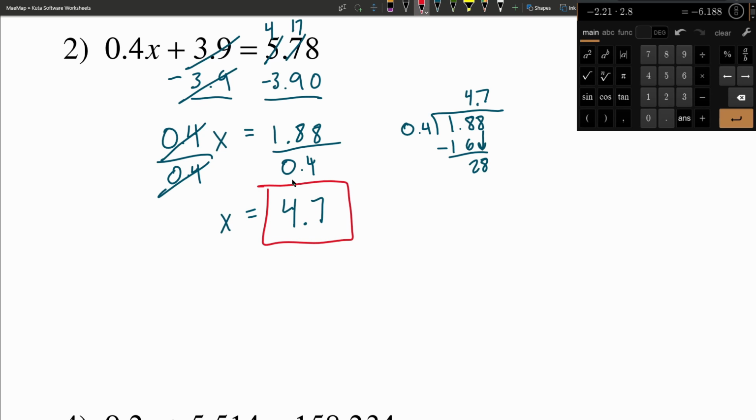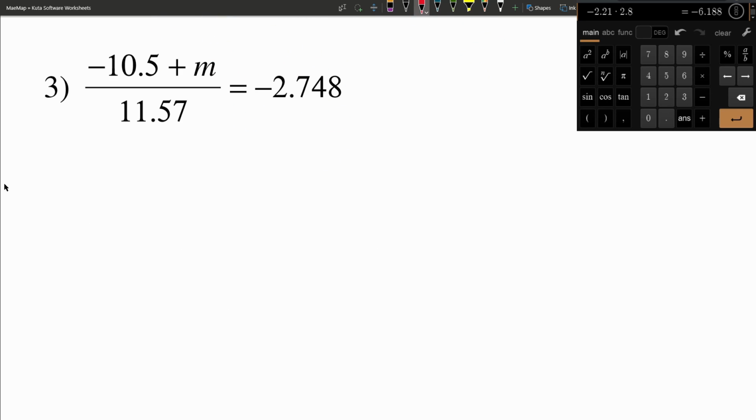Let's move on to number 3. Number 3 is a bit different from 1 and 2 because notice now our variable is encompassed or a part of this entire fraction. So we're not going to be able to add or subtract the 10.5 at the start since that's involved in the fraction as well. So we're going to start by getting rid of that denominator by multiplying by 11.57 to both sides.